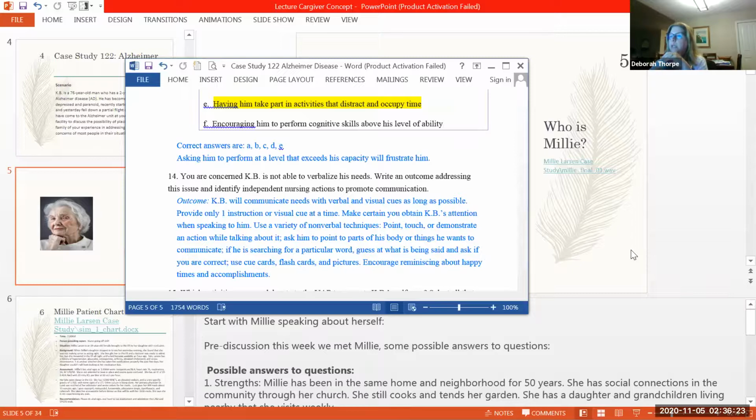Provide only one instruction or visual cue at a time. Get KB's attention when speaking to him. Use a variety of nonverbal techniques. Like you said, point, touch, or demonstrate an action while talking about it. Ask him to point to parts of his body or things he wants to communicate. If he is searching for a particular word, guess at what is being said and ask if you are correct. Use cue cards, flashcards, and pictures. Encourage reminiscing about happy times and accomplishments.